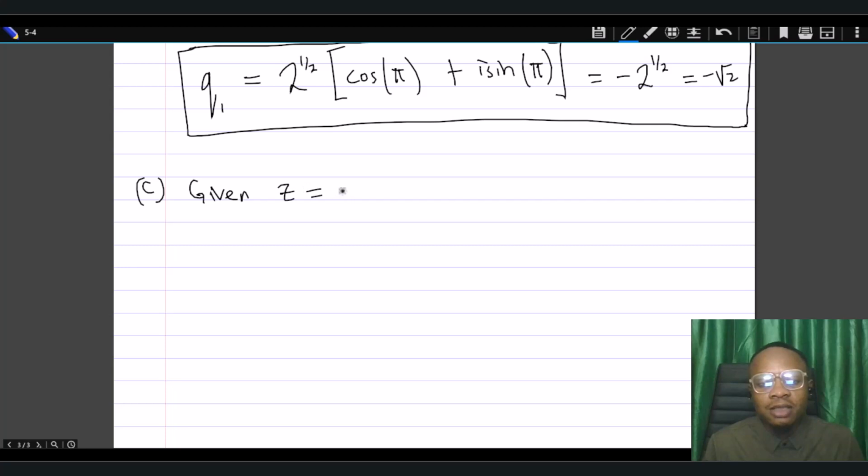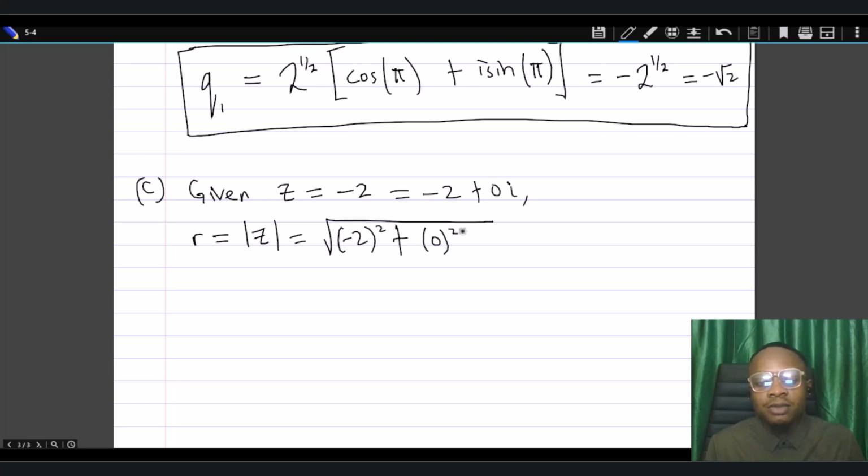So that means z equal to minus 2, or if you like, minus 2 plus 0i. So with that, you can get r, which is the modulus of the complex number z. So r will be equal to the square root of the real part, minus 2 squared, plus the imaginary part, 0 squared. With that we're going to get 2 squared here, minus 2 squared here is 4. The square root of 4 is 2, we go with the positive root.